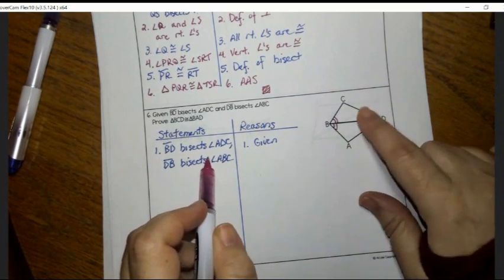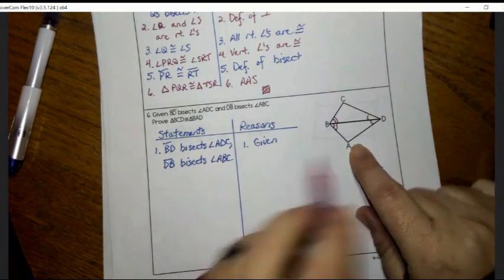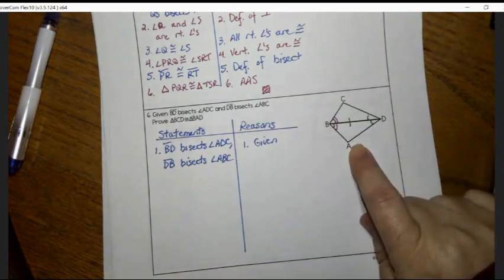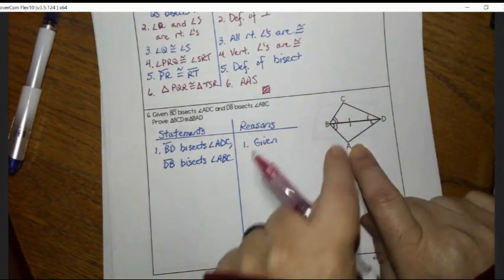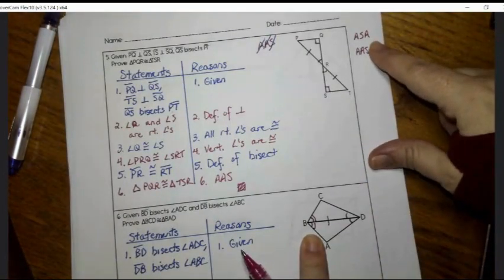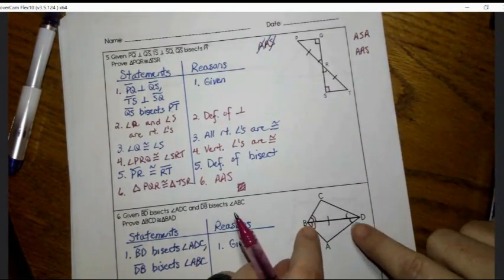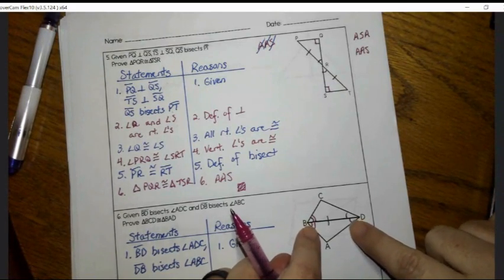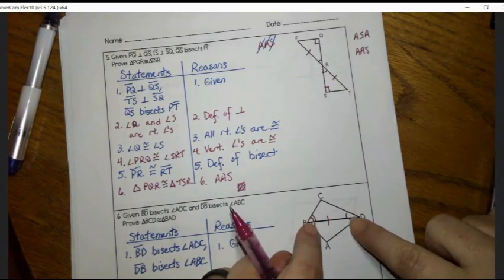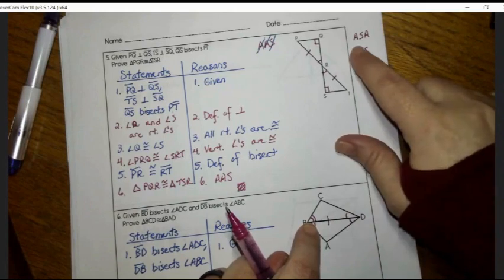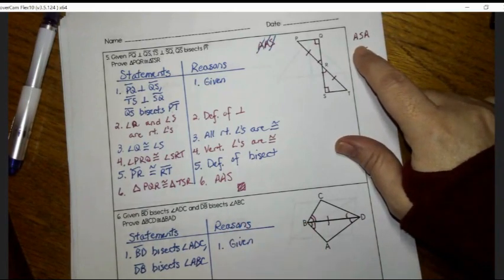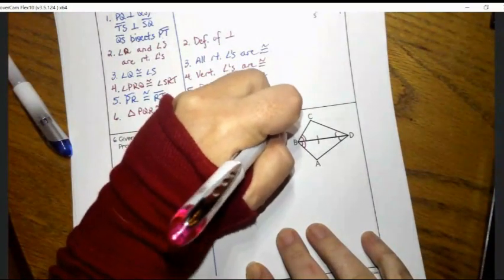I can also see that these two triangles share a side, so we can mark that that's congruent to itself. So we have two angles and a side, so once again it has to be one of these. If I put my fingers on the two angles that we marked in this one triangle, this side is between my two fingers, so that means we're going to use the S in between the A's. So this is ASA.